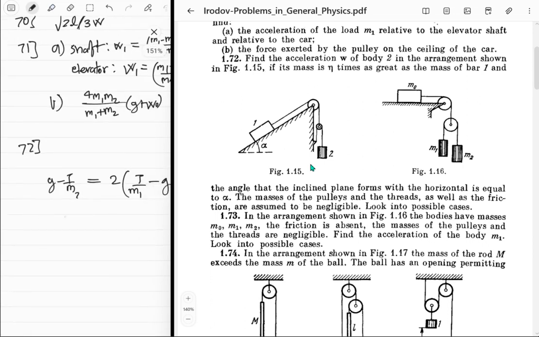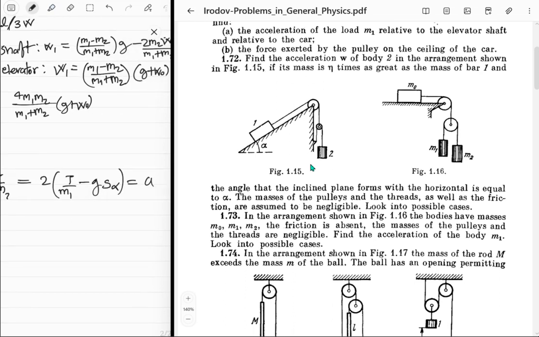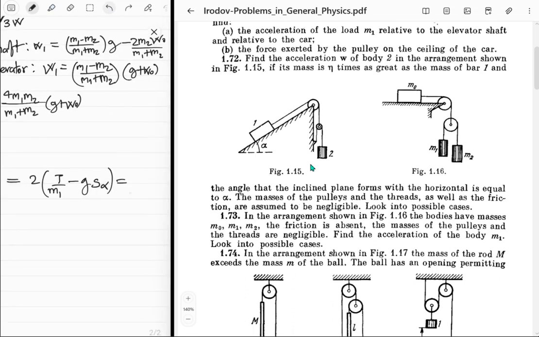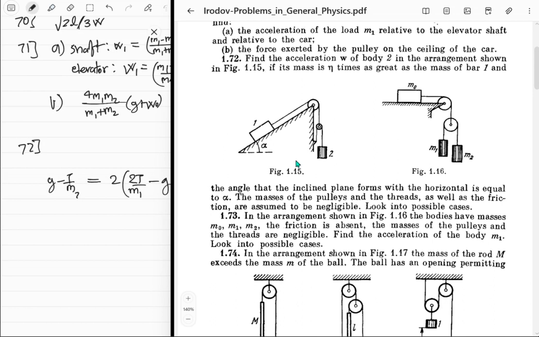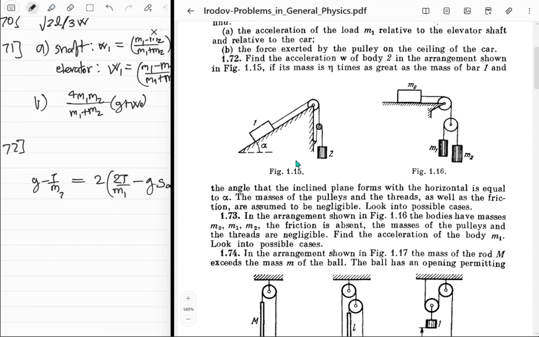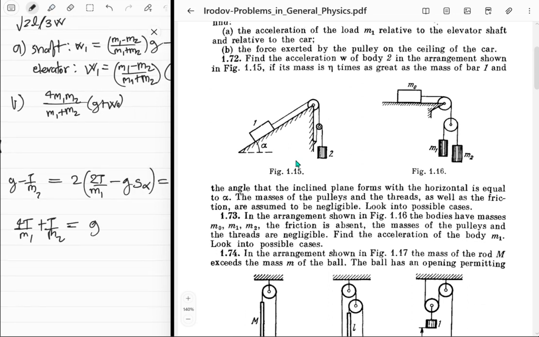So you will just have this is just the acceleration, right? Acceleration of the first guy is W1. And you want to find the acceleration of the body 2, oh sorry, it is in fact W2. It's supposed to be W2. And this is supposed to be 2T. Yes. Now it's correct. So let's do it. This will be like 4T upon M1 plus T upon M2 is equal to G plus 2G sine alpha. Should make sense.